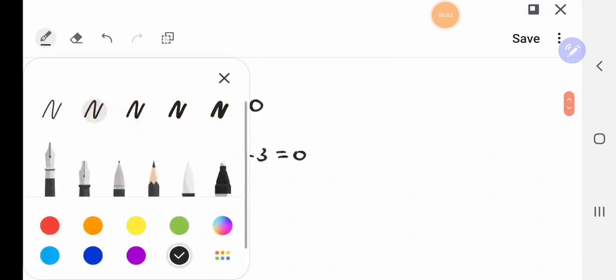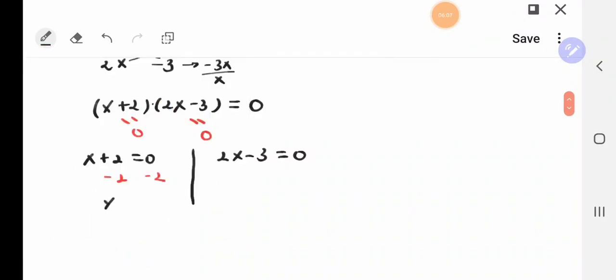Then x equals what? x equals negative 2. So we have one value of x, one of the solutions. Okay, and from the second equation, plus 3 each side, then 2x is equal to 3, and divide each side by what? 2.